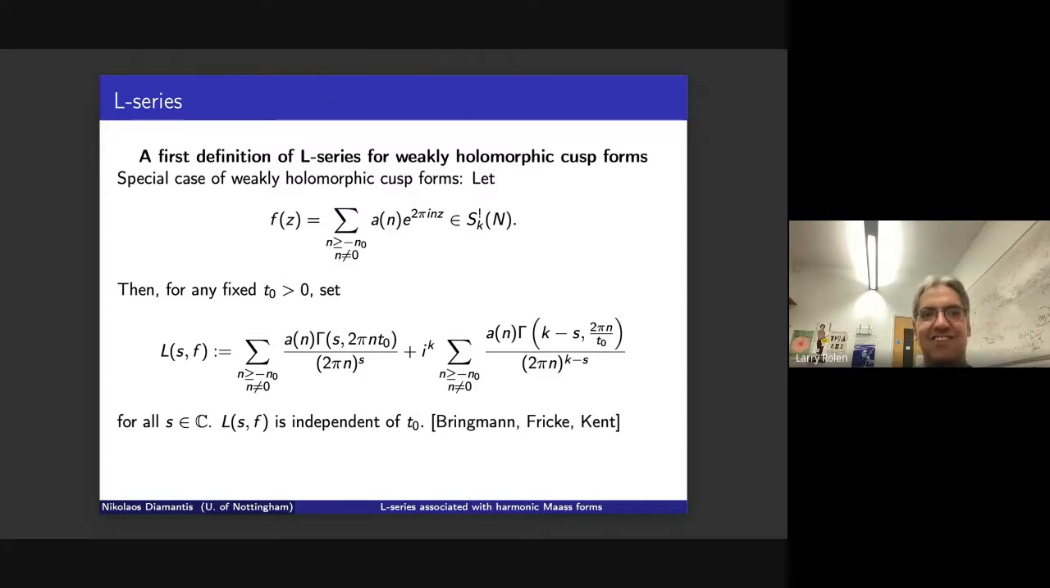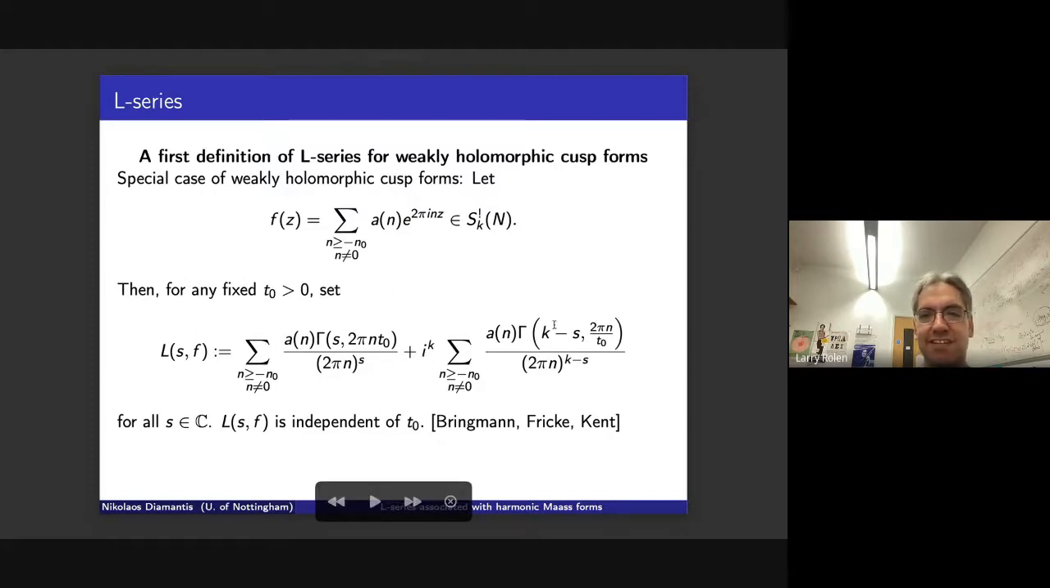So the issue is L-series, how to define them. In the special case of weakly holomorphic cusp forms, there exists a definition of L-series, which appeared in a paper by Brinkmann, Fricke, and Kent, and Brinkmann attributes it more to Fricke's thesis. The way it works is by using something which is used very often for numerical calculations, even in the classical setting. So we start with our Fourier expansion, again weakly holomorphic with trivial character. We don't need to worry too much about that. And then we pick any arbitrary t0 positive, and then we can write down this expression.